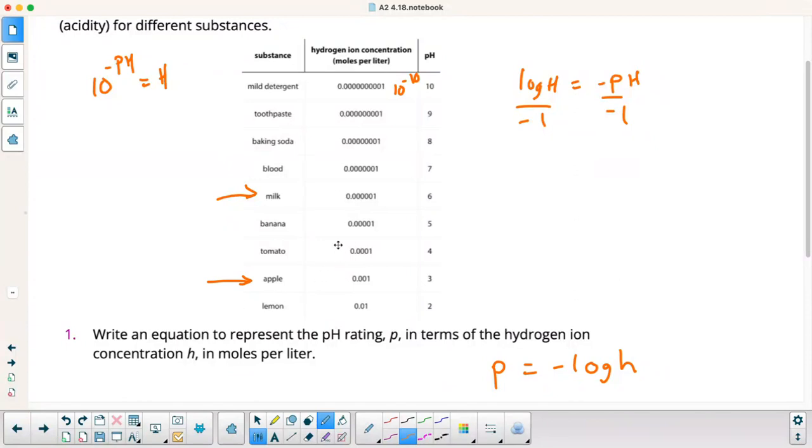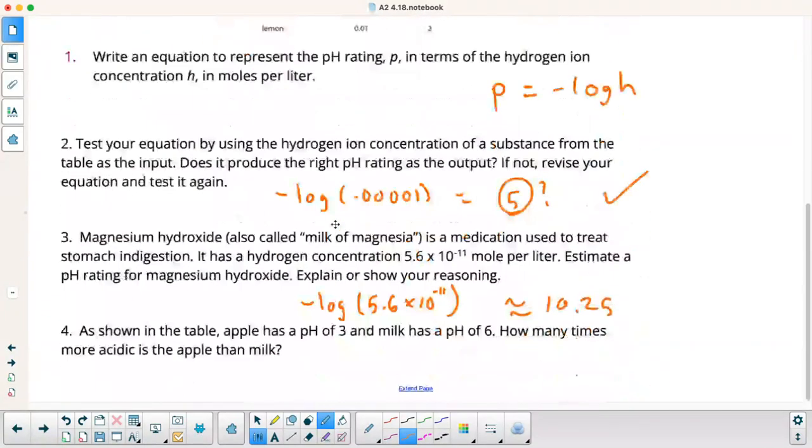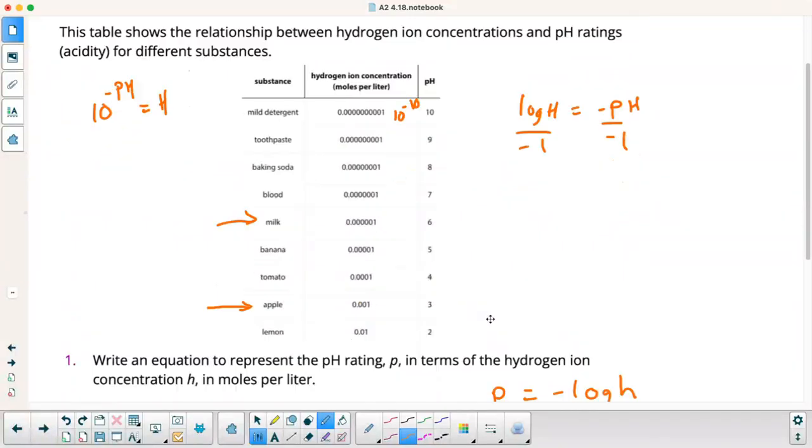So how many times more? So if I did 0.001 and I divided it by 0.000001, I get 1,000. I have to do the hydrogen ion concentration.